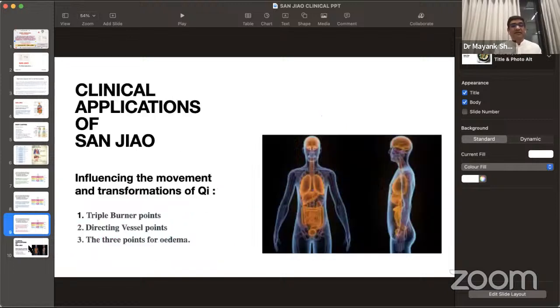So, friends, I've given you a brief introduction about the Sanjiao, the upper, middle, and the lower burners. What do they govern? Which energies are they able to control and activate? So now I will hand over the presentation to Dr. Chirag. He will give you the practical tips of how to use Sanjiao in different conditions. Basically, it is on these three levels: the triple burner points, the actual points, the directing vessel points, and the 3 points for edema.